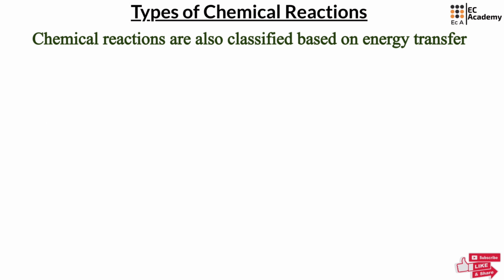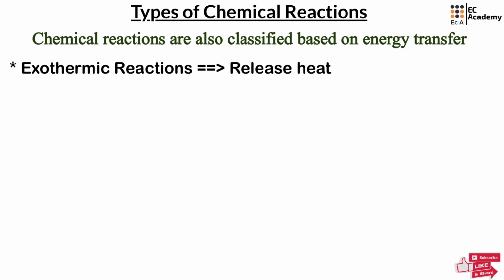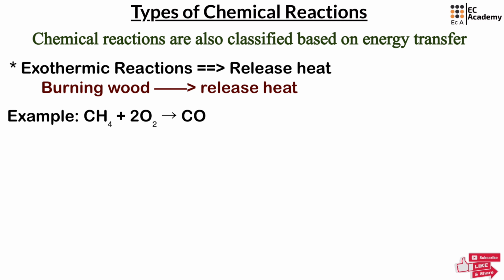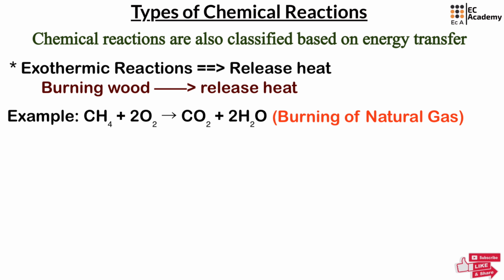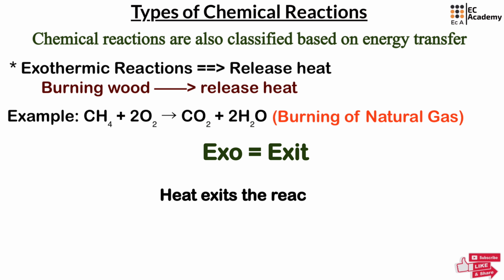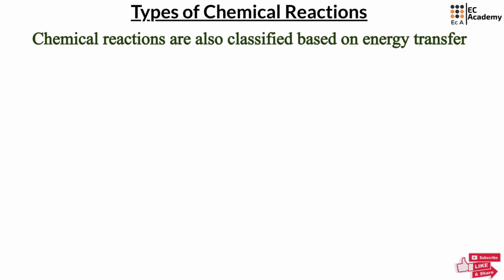The chemical reactions are also classified based on energy. Some reactions release heat. These are called exothermic reactions. Think of burning wood. Here, heat will come out. For example, CH4 plus 2O2 will produce CO2 plus 2H2O. This is the burning of natural gas, which means here heat is released. So, this is an exothermic reaction. You can remember this as exo is nothing but exit. Heat exits the reaction.